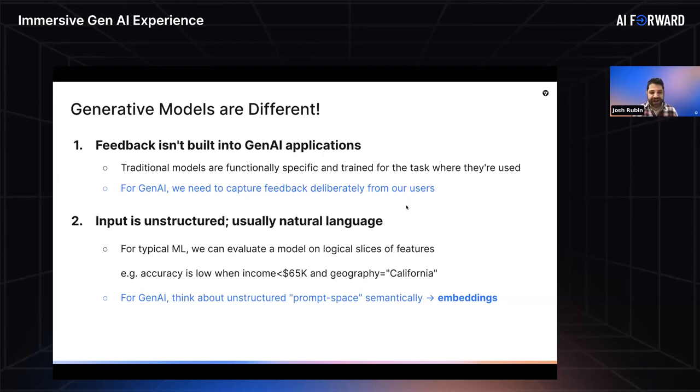For Gen AI, we need to think a little bit more about the unstructured prompt space semantically. And so this is where we start to use embeddings. I'm not going to talk a whole lot about embeddings here, but you may be familiar. The idea is that you use some sort of language model, or in a vision application, it can be a vision model, that maps this unstructured data into some sort of structured vector space where these vectors carry some of the semantics of the problem. So the position in that vector space represents something about the meaning of that unstructured data. And you can compare those points together. So we'll leverage that a lot.